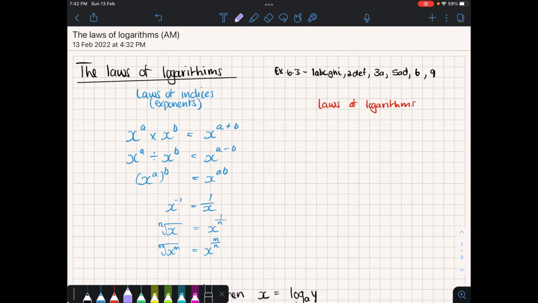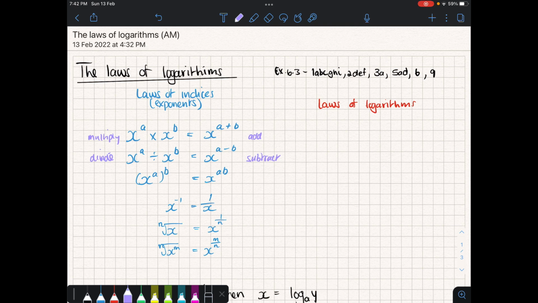Okay, so if we remember our laws, if we have two numbers that we multiply together that have the same base, what we said we could do is just add the exponents. So if we multiply two numbers with the same base, we add the exponents. And in the same way, if we divide two numbers with the same bases, we subtract the exponents.